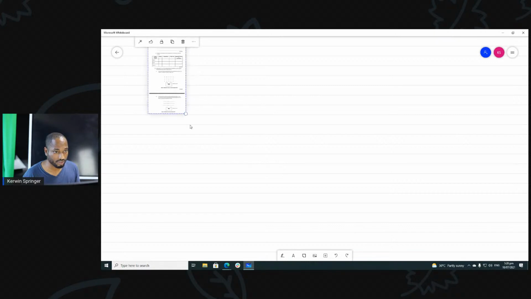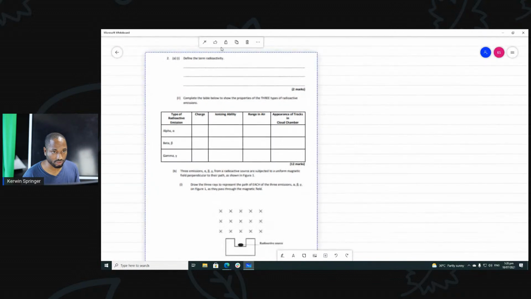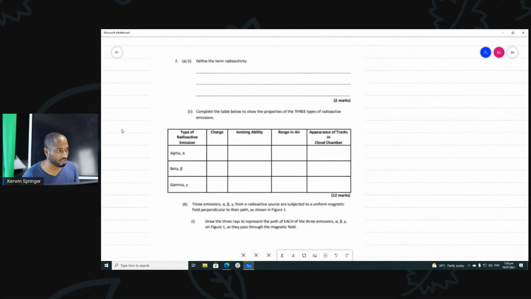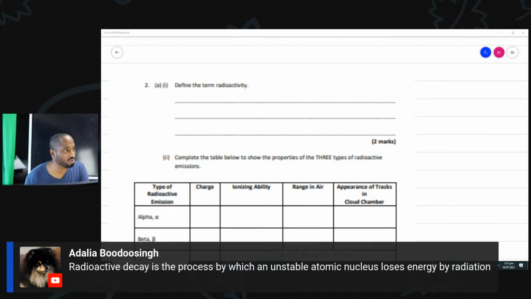Make it a little bigger. Define the term radioactivity. So radioactivity is the process by which an unstable atom nucleus loses energy by radiation. Yeah, 2 marks.